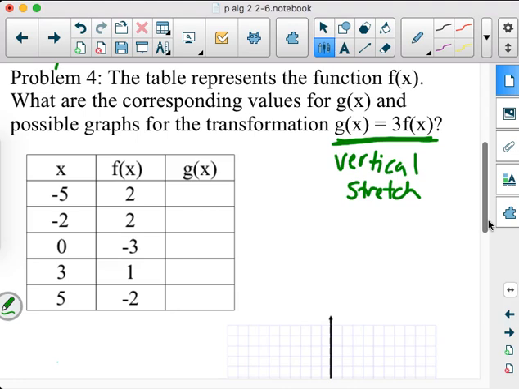And I also know that in order to figure out where this graph is going to go, I don't change the x's. The x's are going to stay exactly the same. What I have to do is take 3 times everything in the f of x column, because I'm stretching out the y's with a vertical stretch, because vertical is up and down. So I'll take 2 times 3 and get 6. Negative 3 times 3 is negative 9. 3 times 1 is going to be 3, and 3 times negative 2 is negative 6.